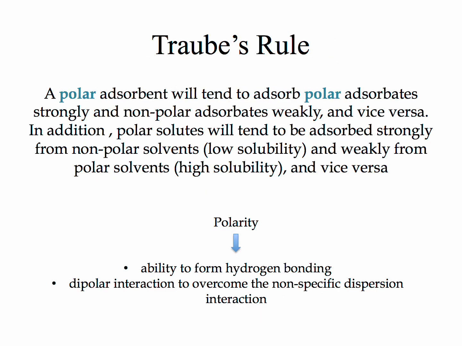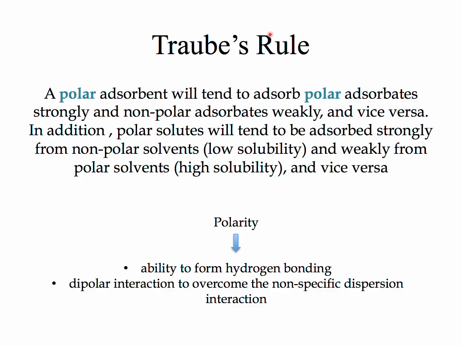Now let us introduce an important concept known as Thorpe's rules, which helps us understand and predict absorption behavior. The key idea of Thorpe's rules is based on polarity. A polar absorbent tends to absorb polar absorbate strongly, while non-polar absorbate are absorbed more weakly. Conversely, a non-polar absorbent will preferentially absorb non-polar substances. In simple terms, substances with similar polarity tend to interact more strongly with each other.